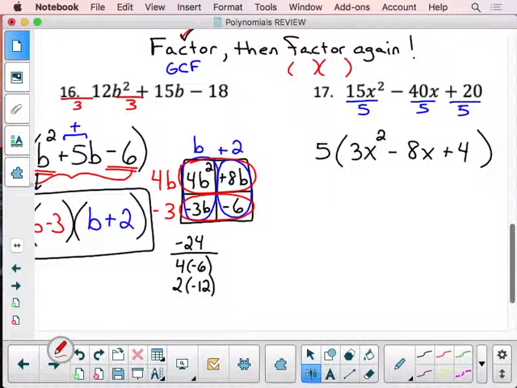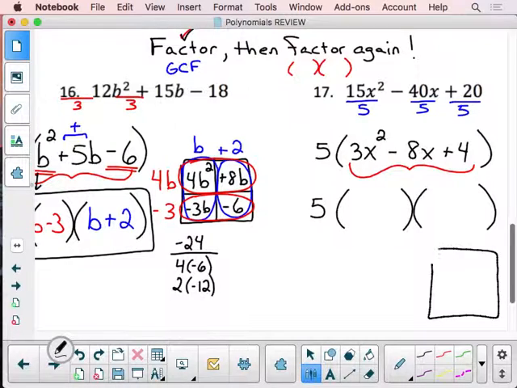Just like last time, I'm going to look inside here and ask myself, can I factor this again? So the 5 comes down, and now I ask myself, can I find two binomials that when multiplied together give me 3x squared minus 8x plus 4? So we draw our box just like we did last time. Place the 3x squared, again, I'm going up here. The 3x squared and the 4 are going to go inside here.